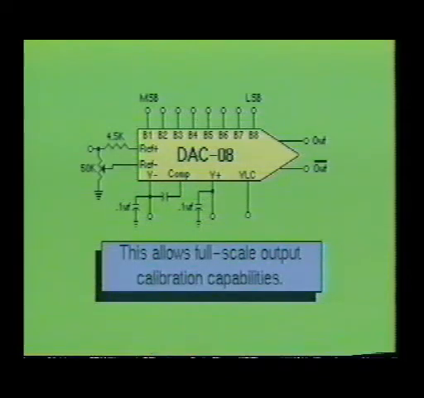The output current of this device can also be adjusted by varying the reference input current. This allows full-scale output calibration capabilities. This is accomplished through the use of a balancing circuit. Notice that a 4500 ohm resistor is placed at the positive reference source of the device. Also notice that a 50,000 ohm potentiometer is placed between the positive reference voltage source and ground, with the wiper being connected directly to the negative reference voltage input. This pot should be adjusted so the negative voltage reference input sees about 5,000 ohms to ground.